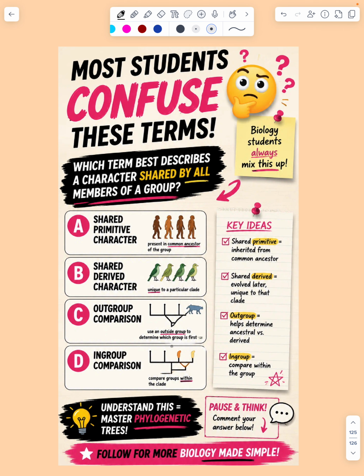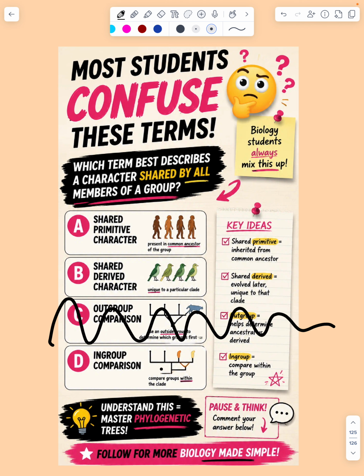So, first let's start with C, outgroup comparison. This is not a type of characteristic. It's a method scientists use. Basically, you compare your main group to an outside group to figure out which traits are older versus newer. So C cannot be right.